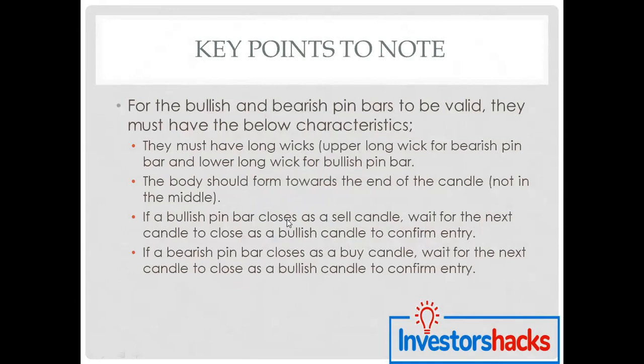Key points to note. For the bullish and bearish pin bar to be valid, they must have the below characteristics. They must have long wicks, that is upper long wick for bearish pin bar, and lower long wicks for the bullish pin bar. Okay, so the body should form towards the end of the candle, not in the middle. If a bullish pin bar closes as a sell candle, you need to wait for the next candle to close as a bullish candle to confirm entry. This is very key, guys.